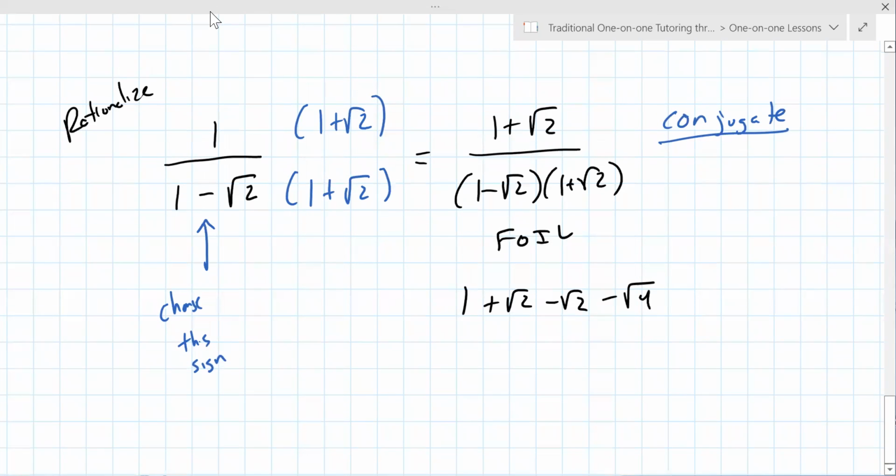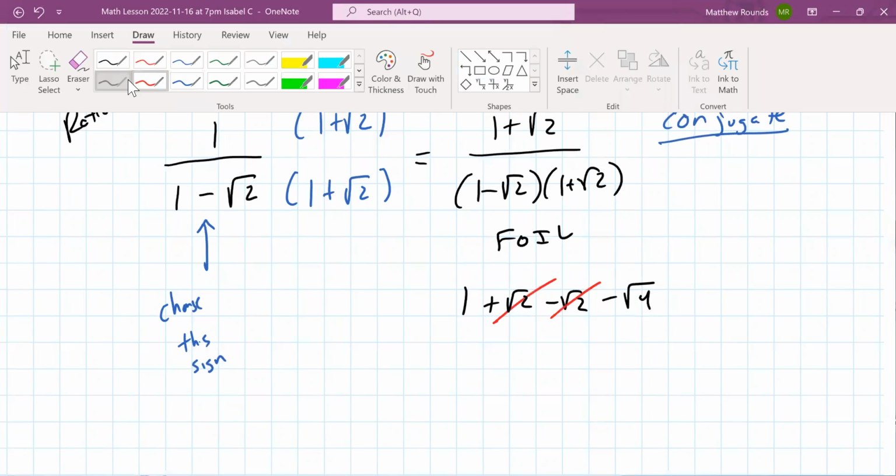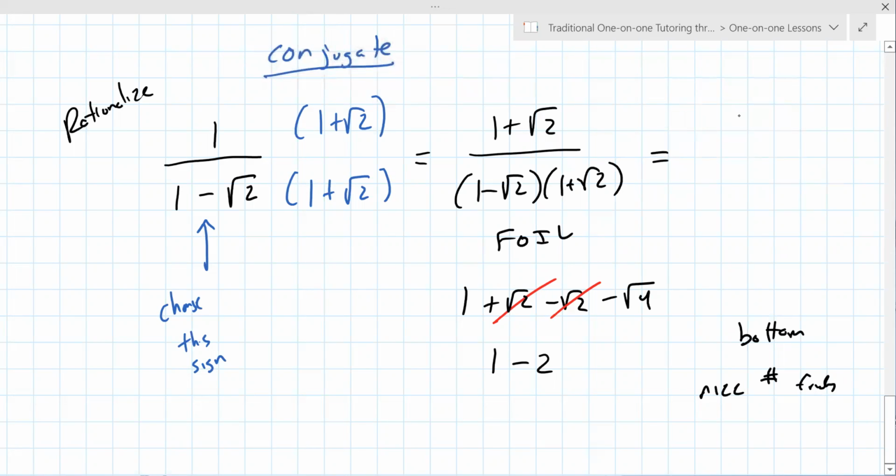So you notice that the outer and the inner cancel, and that is always the case. The square root of 4 is a number, so this is really 1 minus 2. So the whole point of multiplying by the conjugate is that the bottom is now a number. It's a nice number now. It's friendly. So it ends up being minus 1 on the bottom. Let me move this over here. Conjugate over here. So this becomes 1 plus square root of 2 over negative 1.